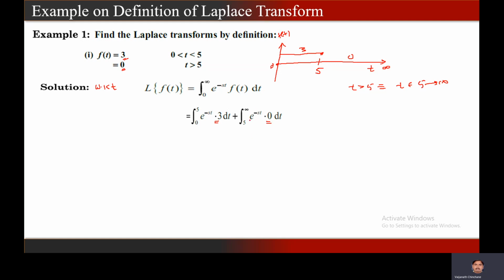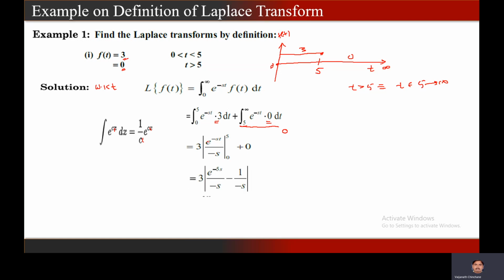But 0 into something is 0, and the integration of 0 is 0. It means this total term is equal to 0, and this 3 is a constant, so take it outside. Use the formula: integration of e raised to ax dx is equal to 1 by a e raised to ax. Using that formula, the integration of e raised to minus st is e raised to minus st divided by minus s from 0 to infinity, and the integration of the second term is 0.